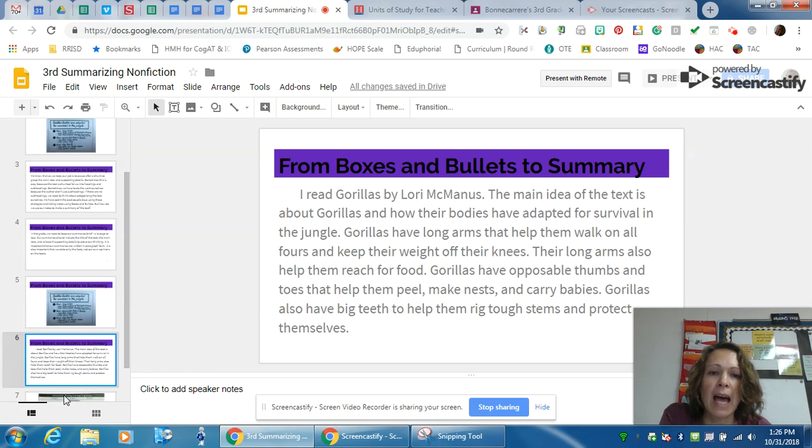So now let's take a look at my summary that I wrote. It says, I read Gorillas by Laurie McManus. The main idea of this text is about gorillas and how their bodies have adapted for survival in the jungle. Gorillas have long arms that help them to walk on all fours and keep their weight off of their knees. Their long arms also help them reach for food. Gorillas have opposable thumbs and toes that help them to peel, make nests, and carry babies. Gorillas also have big teeth to help them dig tough stems and protect themselves.